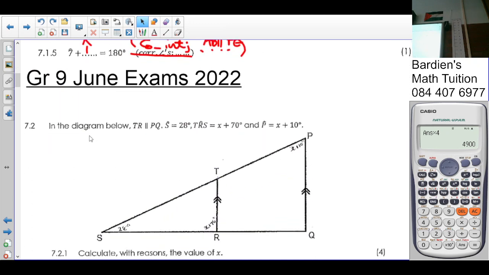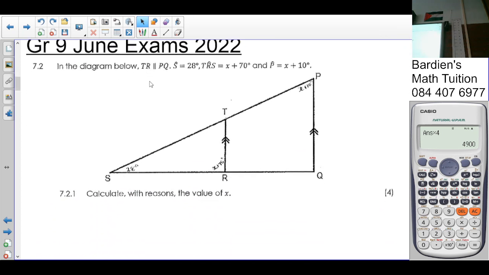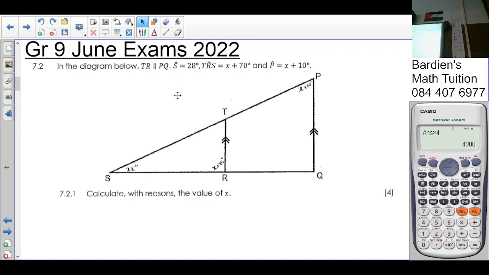The next question, 7.2. In the diagram below, TR is parallel to PQ. Then we are told that angle S is 28 degrees, angle TRS is x plus 70, and angle P is x plus 10. Calculate with reason the value of x. So here we need to set up an equation in pursuit of calculating x.